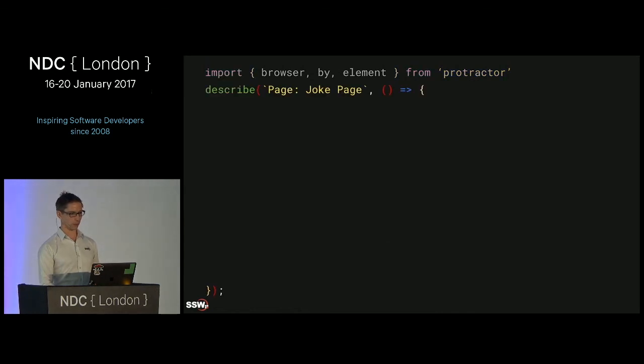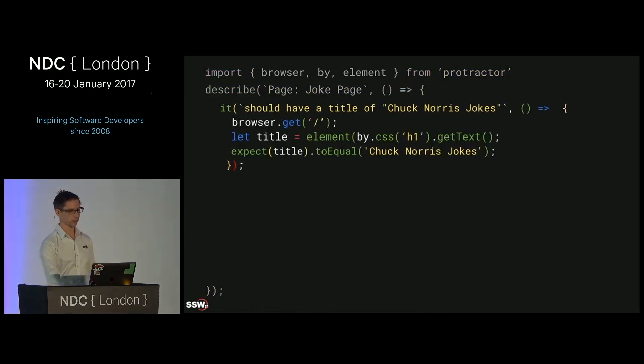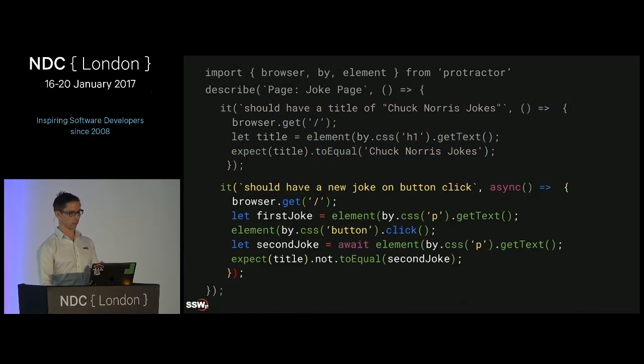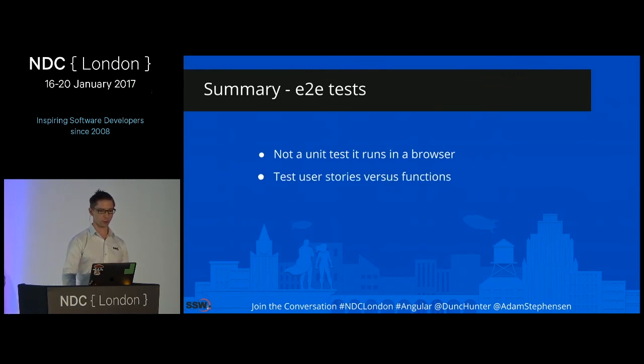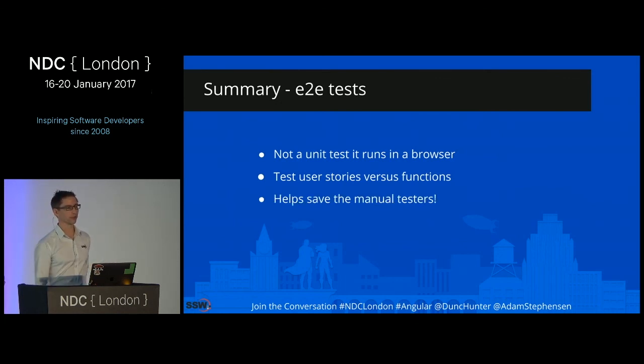And so what we just had a look at was we went and looked at just selecting the title, and then we did another one where we actually were clicking around on some buttons. So in summary for end-to-end tests, they're not a unit test, they run in the browser, and usually you're testing using user stories versus like a function. So this example is not perfect. Normally you'd be like, oh, log in, check the joke, or do some work, and then check what a normal user would do through that user story. But it helps save manual testers, and I'd love it if we had less manual testers, because I think we could have a nicer world in that time. And save some people's days.